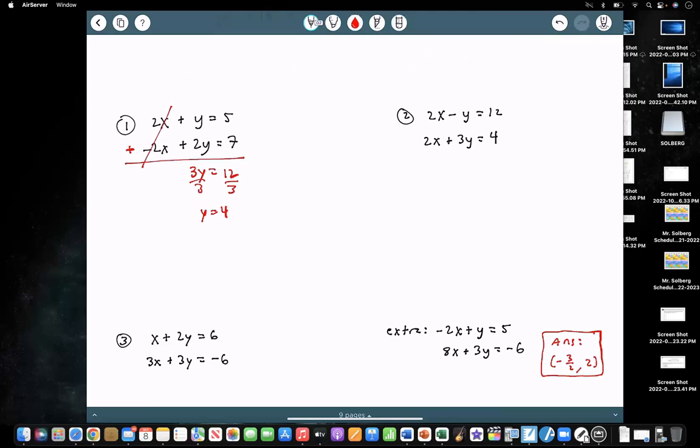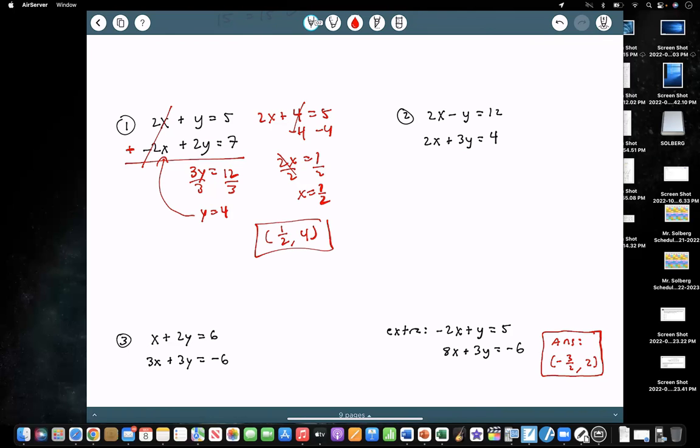Okay, but remember, we always need x and y. So once I have a variable, I need to go back and plug it into either of the original ones. So if I choose this first one, 2x plus, so instead of y, we could put in 4, equals 5. Then I could minus 4 on both sides. 2x equals 1, divide by 2. So x would be 1/2. So my solution would be x comma y, so 1/2 comma 4. Okay, so you can see it's pretty simple, or it should be pretty straightforward if the opposite pair is already there. But it's not always going to be.